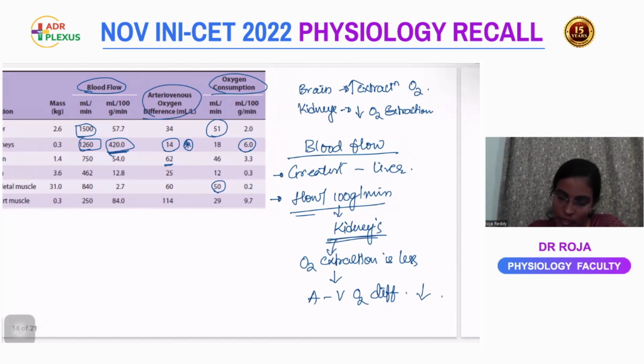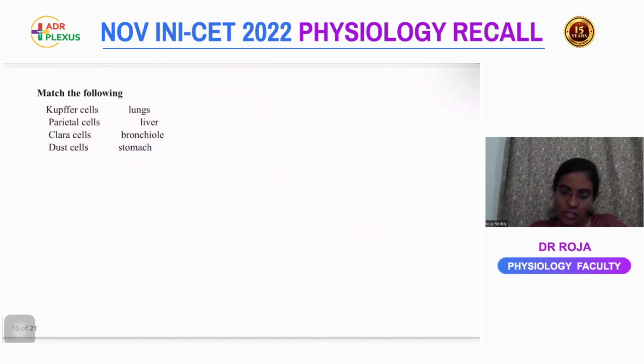Then we have the next question, which was the match the following. The options given are Kupffer cells, parietal cells, Clara cells, and the dust cells. It's a straightforward direct question. We all know that the Kupffer cells are the ones present in the liver. The parietal cells are the ones lining the stomach, the gastric epithelium, which secrete HCl. Then we have the Clara cells and the dust cells.